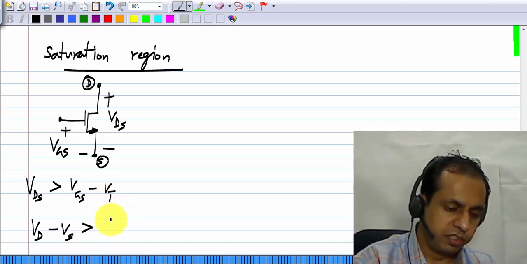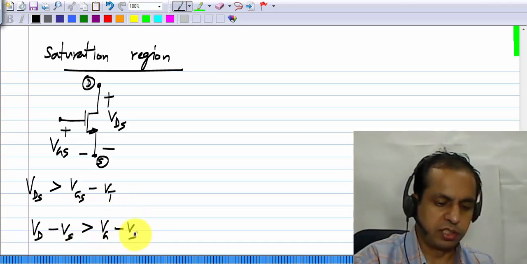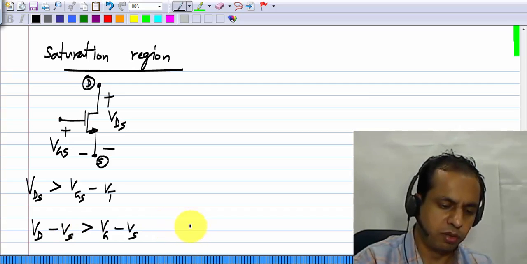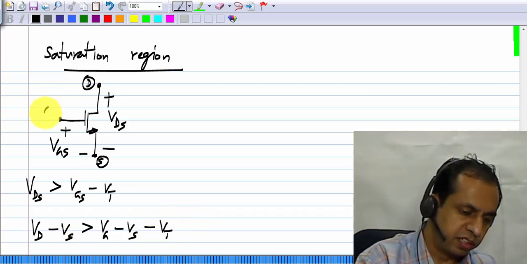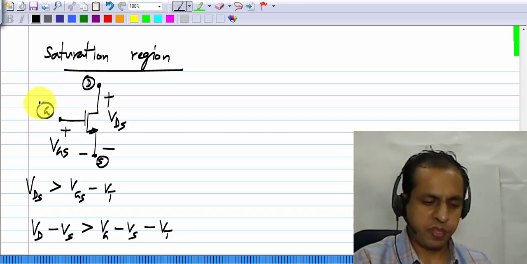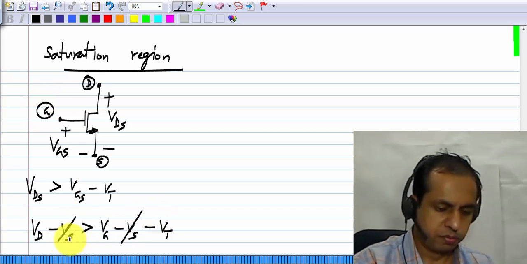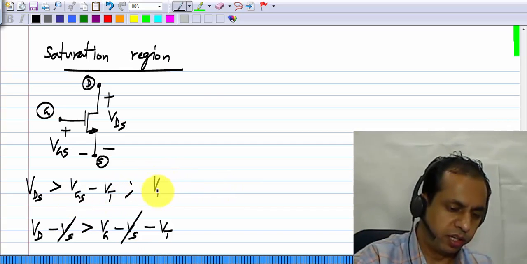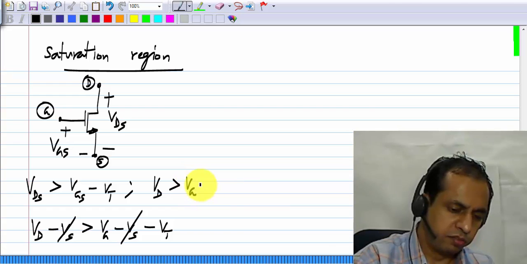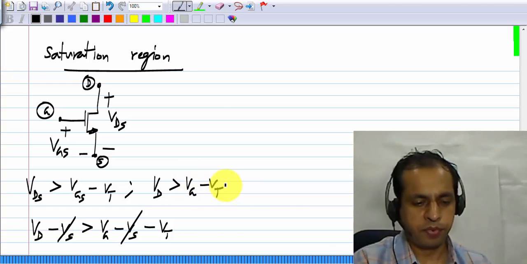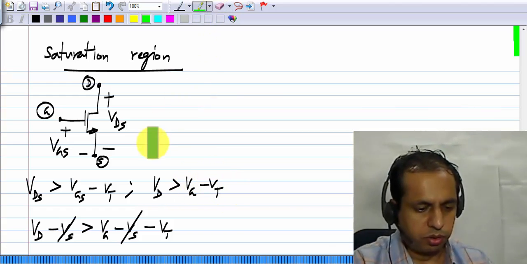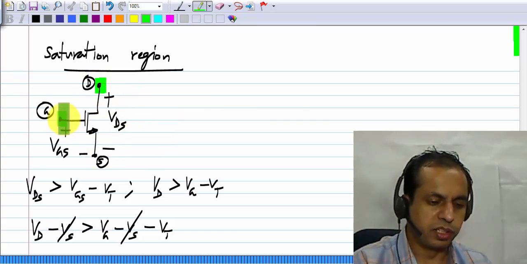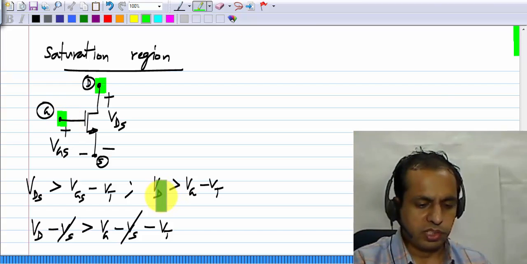And similarly, VGS can be written as VG minus VS, where VG and VS are gate and source voltages with respect to the same ground, minus VT. Clearly you see here that VS cancels out, and the same thing can be equivalently written as VD being more than VG minus VT. What does it say? So instead of even computing VDS, you can just compare the drain voltage with the gate voltage.